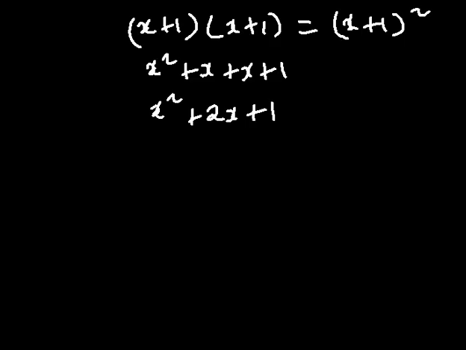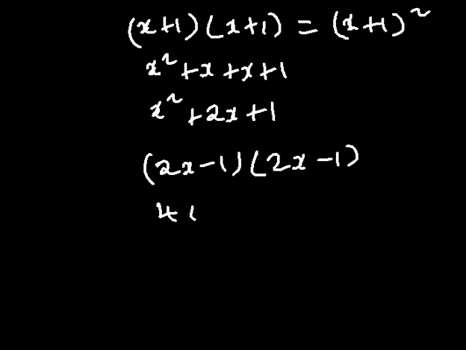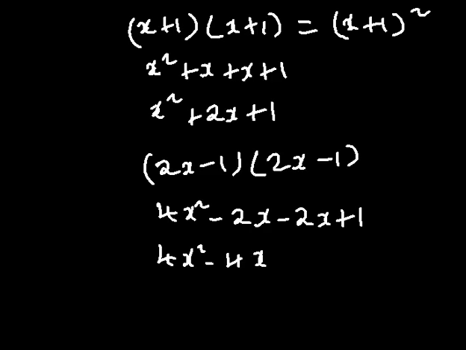Even if we have (2x minus 1) times (2x minus 1), in this case we have 4x squared minus 2x minus 2x plus 1. That is the same as 4x squared minus 4x plus 1. So this is a quadratic expression, but it is a perfect square. So take note of that.